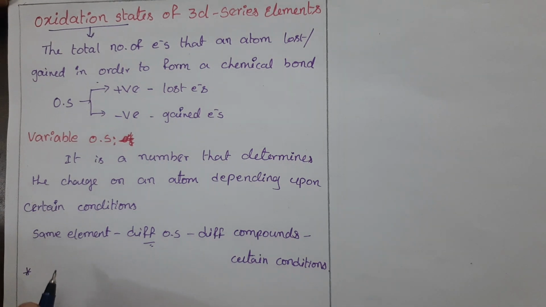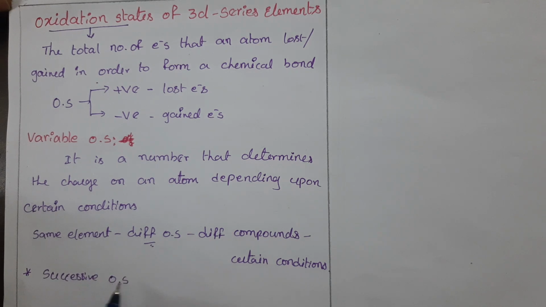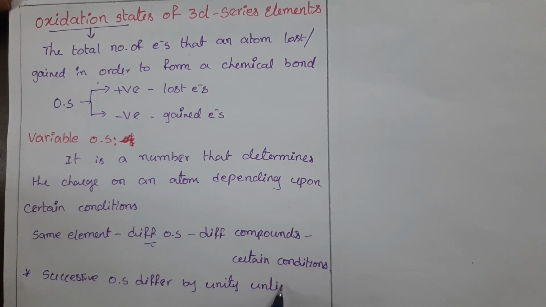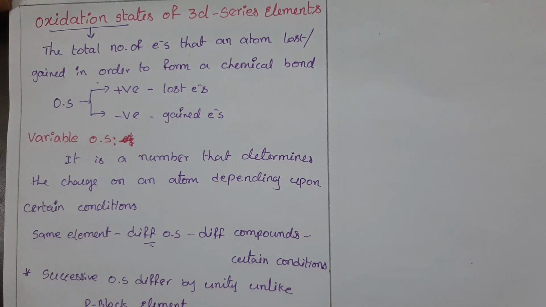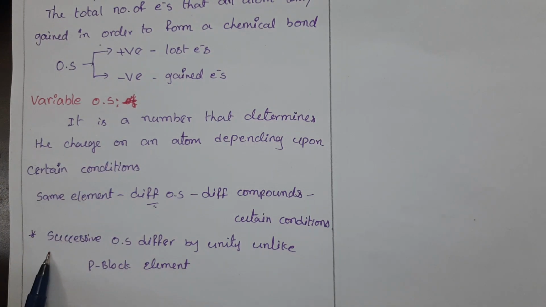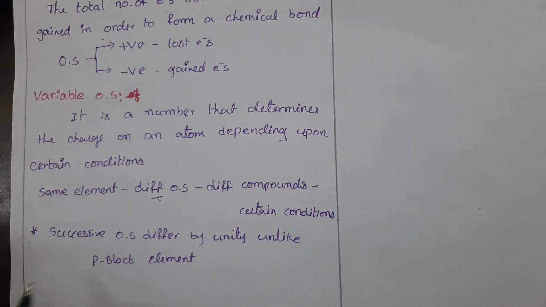So one more point for this variable oxidation state is that the D block elements, especially the transition elements, can show successive oxidation states differing by unity, unlike P block elements. So when we observe the oxidation states of P block elements, the transition elements can show successive oxidation states differing by unity unlike P block elements. What is the meaning of this point?